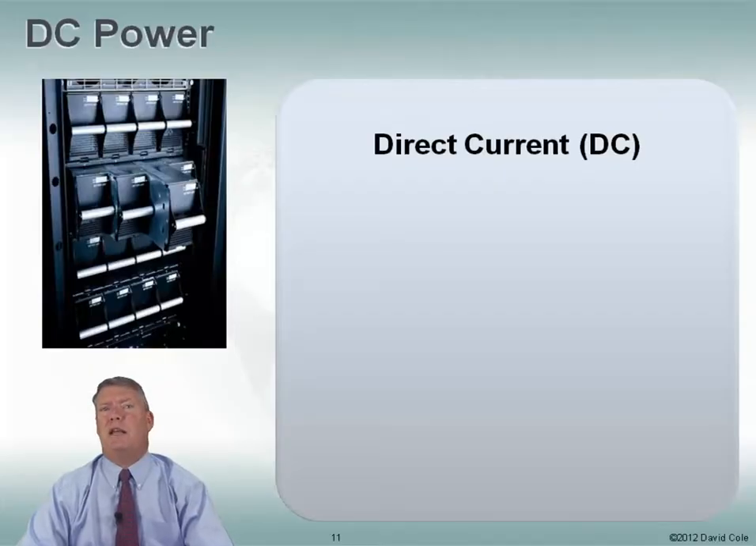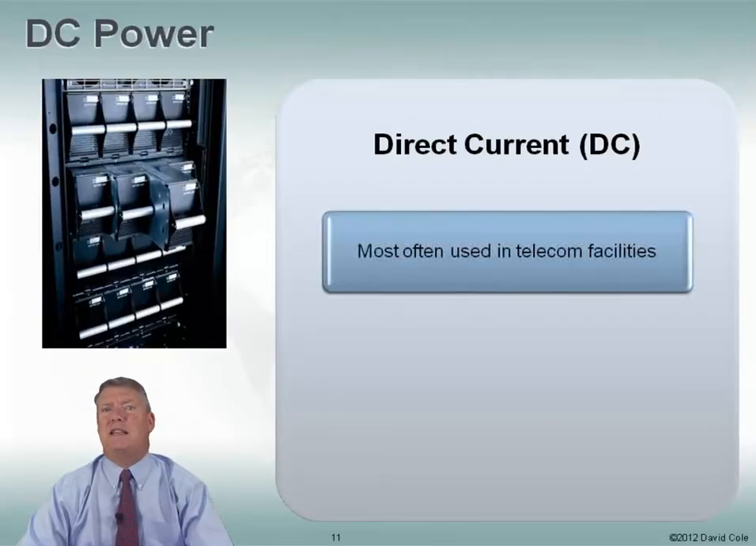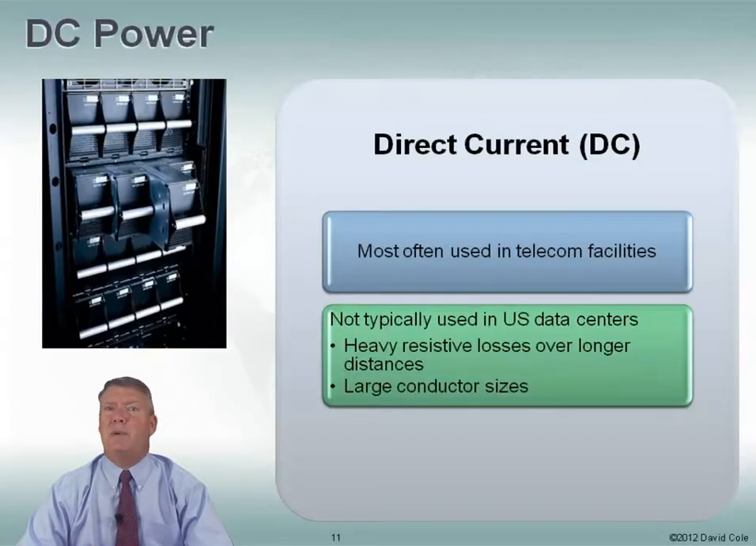Direct current, typically we're going to see this in telecom facilities, right? So it was always strange to me when I was growing up why when the electricity was off, our landline phones still worked. It's because these phones were being run off of DC current, big banks of batteries at the telecom facilities. Typically we don't see direct current in US data centers.